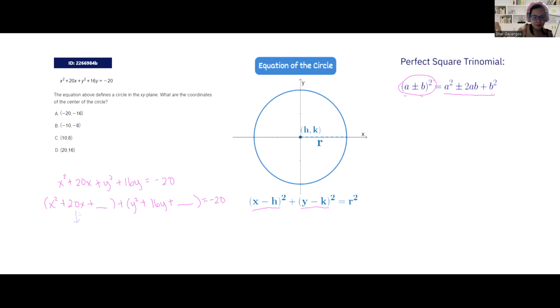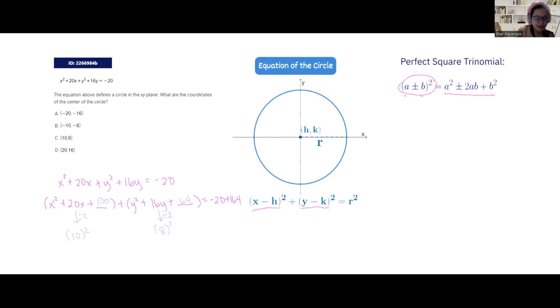So that's 10. And then square this. So meaning the last term would be 100, right? And then do the same for this. Divide the middle term by 2, we have 8, and then square this, we get 64. So meaning our perfect square trinomial is just x squared plus 20x plus 100, and then this one is y squared plus 16y plus 64. Keep in mind, we want to balance out equations, so whatever you added here, you have to make sure you add on the other side as well.